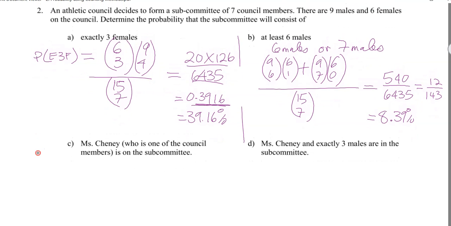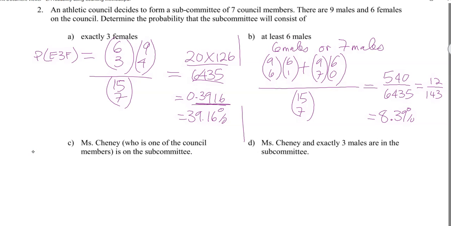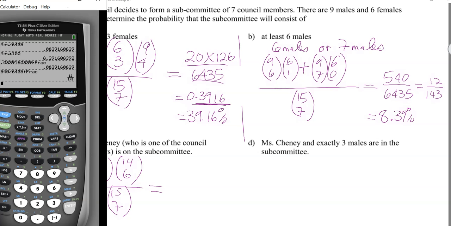Ms. Cheney, who is one of the council members, is on the subcommittee. Okay, so let's do this. 1 choose 1. There is one Ms. Cheney, and we will choose her. There are 14 remaining people, and we will choose 6. So our top numbers add to 15, in this case the females and the males. 15 here, 15 here, 7. These add to 7 over 15 choose 7. So really, it's just 14 choose 6.